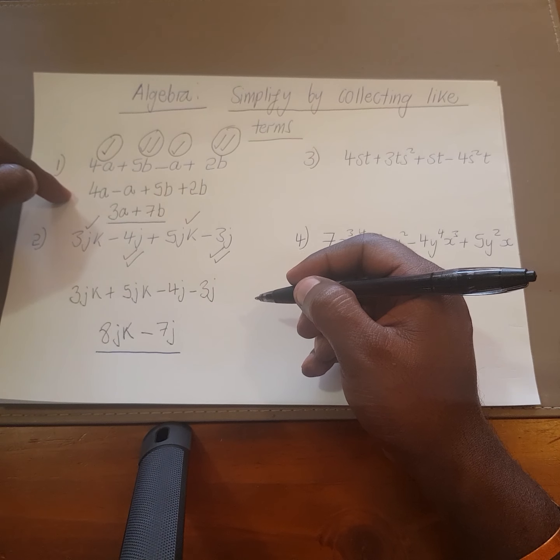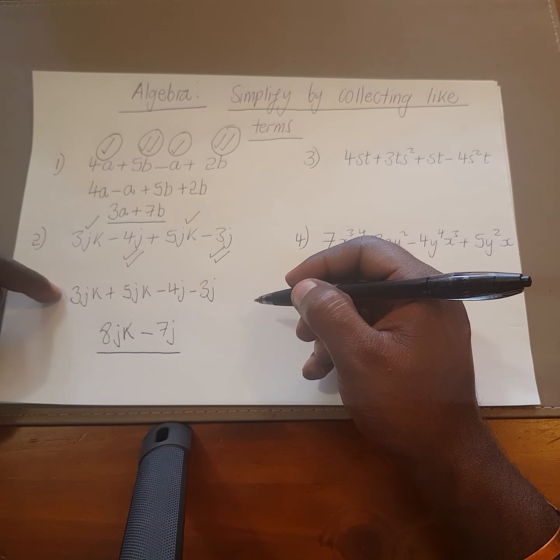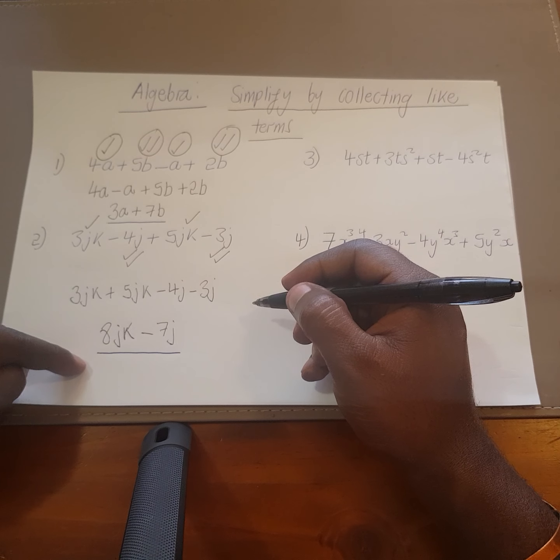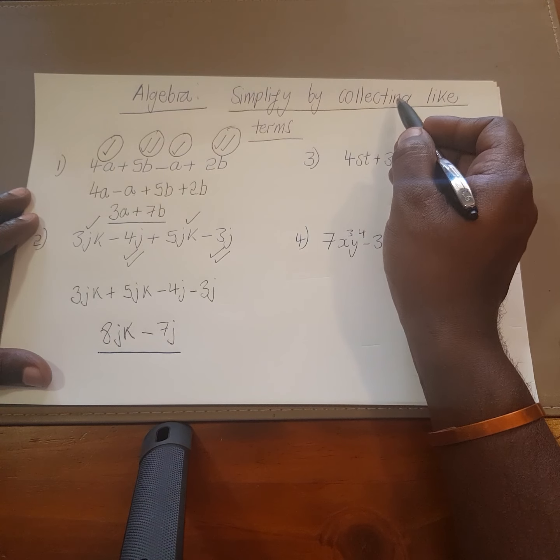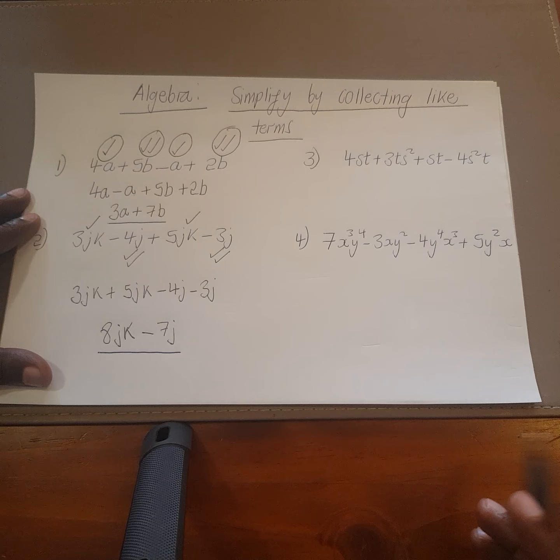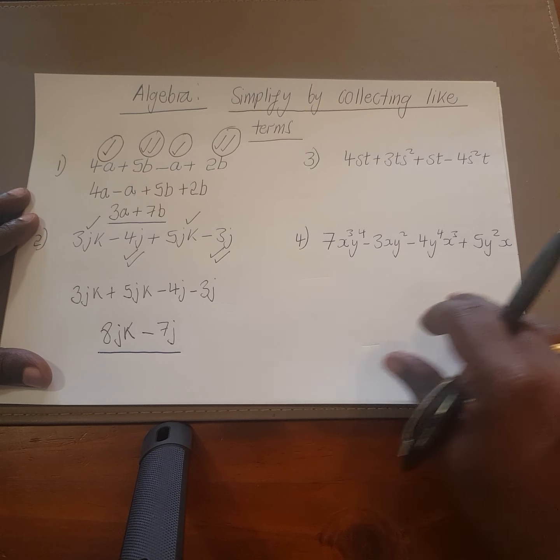Again, we followed the same method. We've identified the like terms. We've simplified it, all right? Just remember, we're collecting and then simplifying it, all right? Let's look at question number 3, all right?